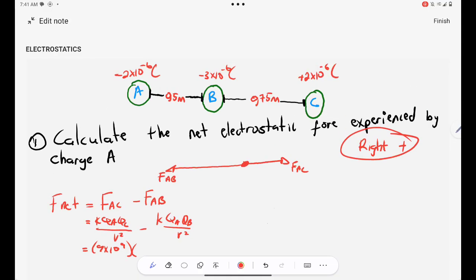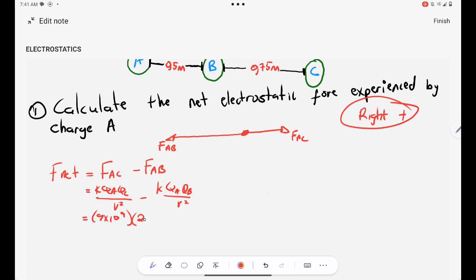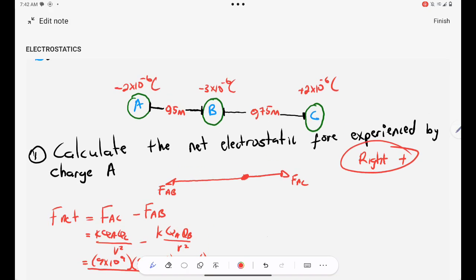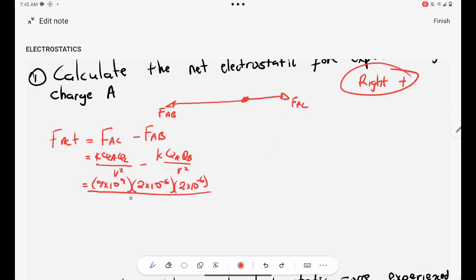The charge on A is -2 microcoulombs. But remember that whenever we calculate the electrostatic force, we don't have to substitute the signs. So I'll just put 2 times 10 to the power -6, and the charge of C is also 2 times 10 to the power -6, all over r squared. The distance between charges A and C is 0.5 plus 0.75, which is 1.25 meters, and then it's all squared.